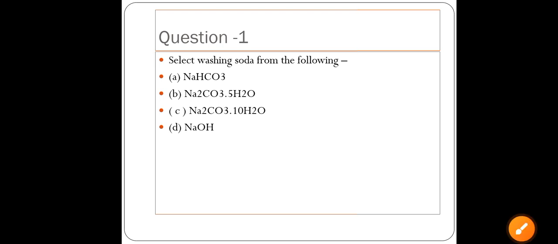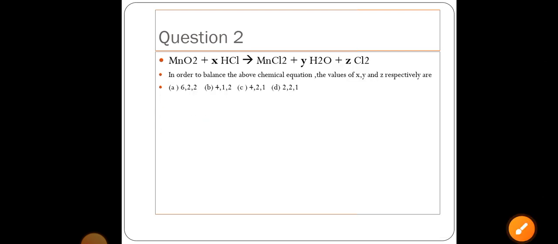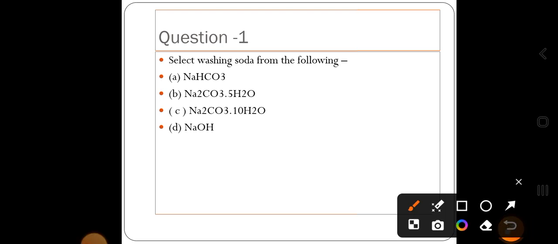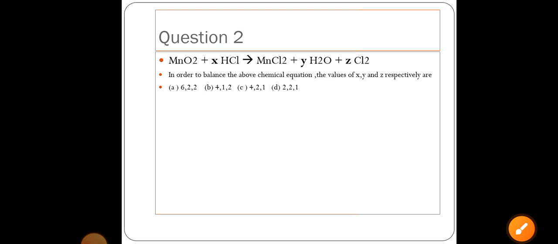So to confuse, many times they also ask the option like Na2CO3. So please don't tick the wrong option. The correct answer is going to be C, that is Na2CO3 dot 10H2O. It is having 10 water of crystallization and its color is white. And as we all know, there are many applications of washing soda, mainly used as a cleansing agent. So let's go ahead with the second question.